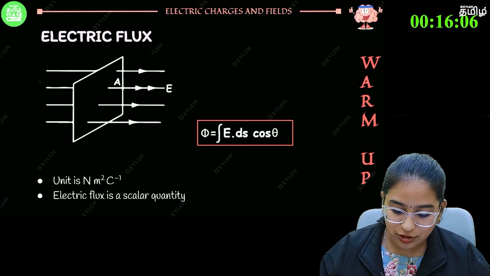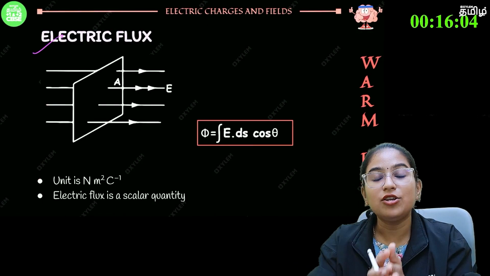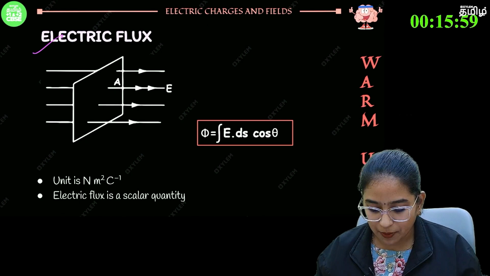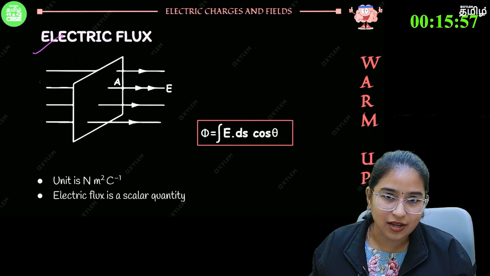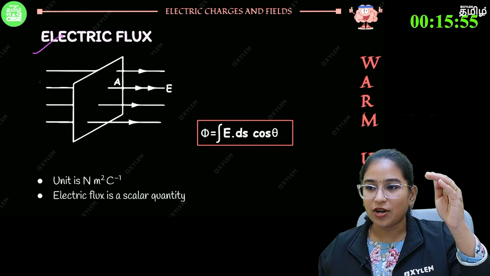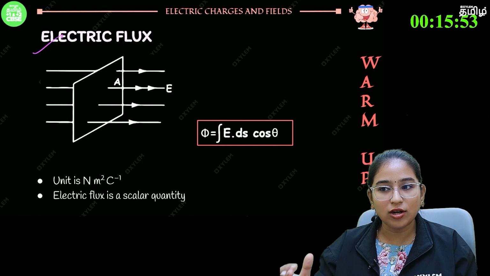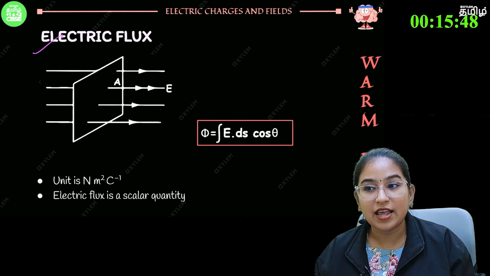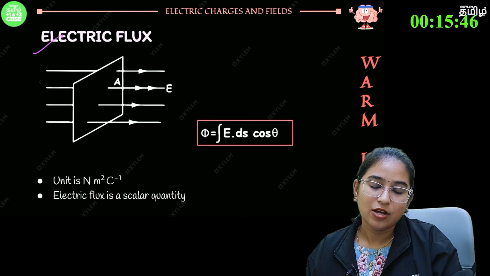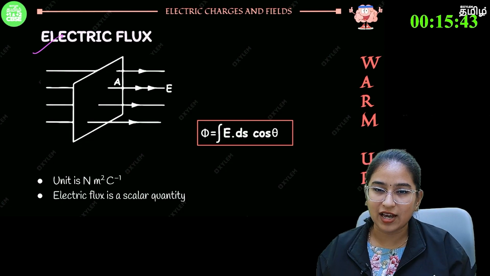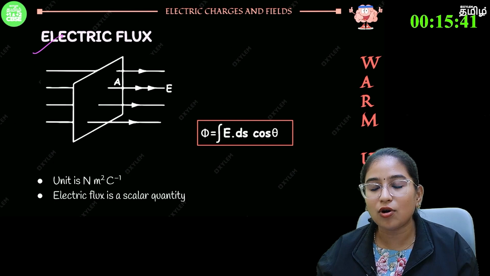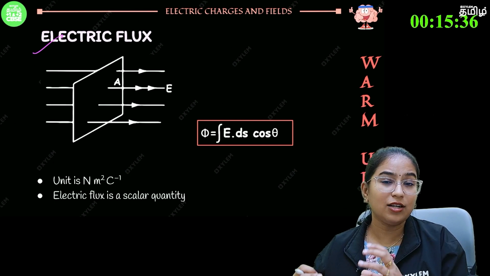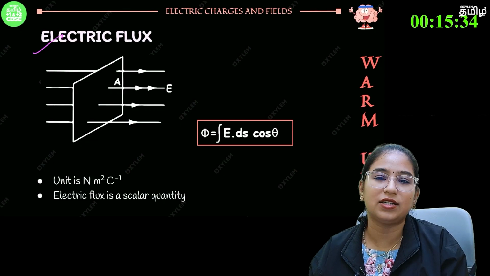And now here comes the topic called electric flux, when your electric field is passing through a unit area. When we are counting, because we need to talk about strength, if a number of electric field lines are crossing a surface area, then that is called flux. So how many electric field lines are crossing a particular unit area is considered electric flux.